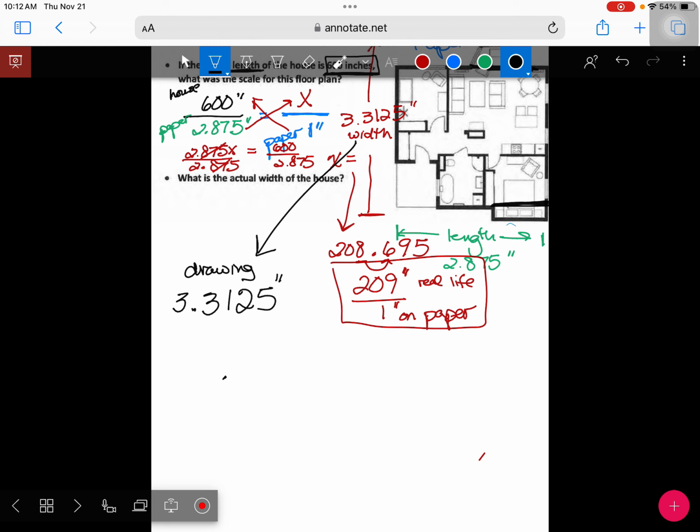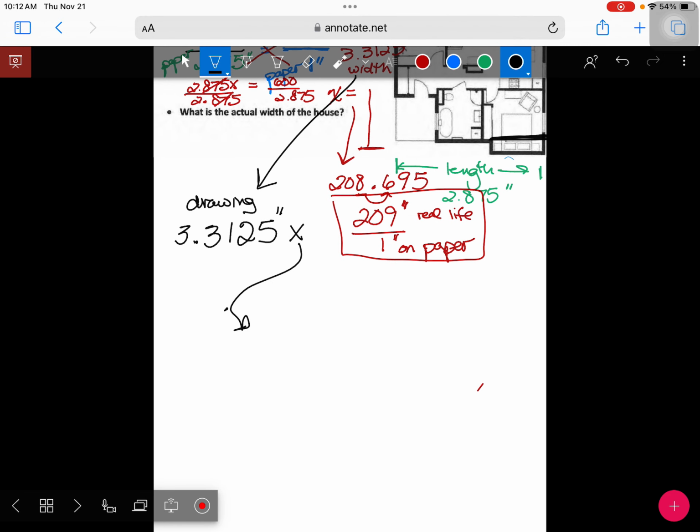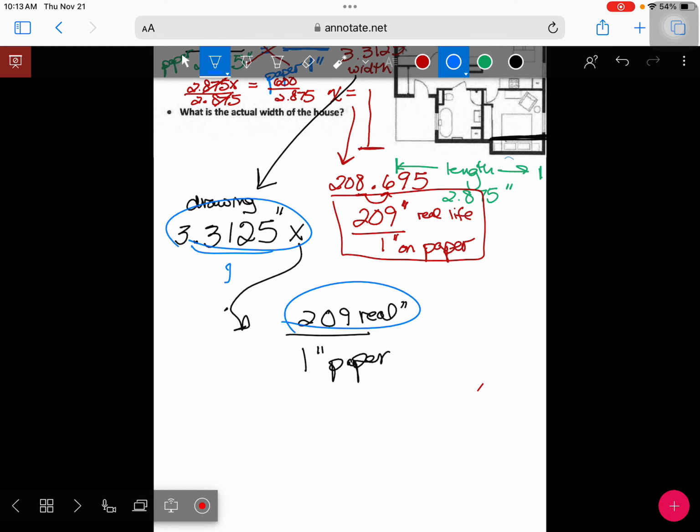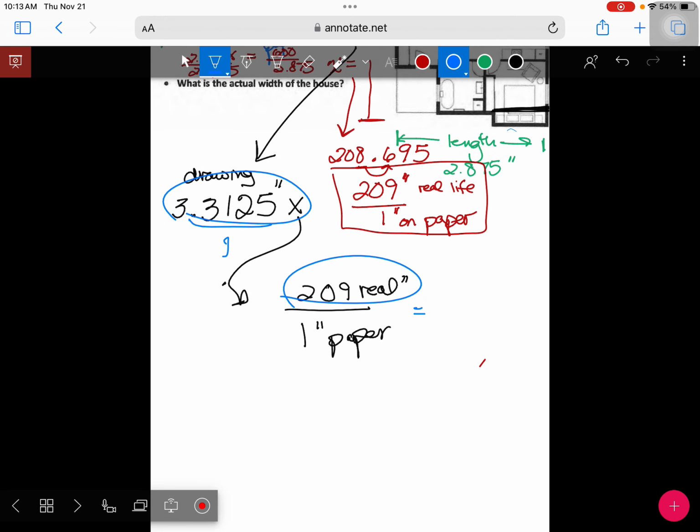And if 1 inch on paper is 209 inches in real life, then I can take this, move it down here, and multiply it by the 1 inch on paper over the 209 inches in real life. So multiply 3.3125 times, this is your numerator, times your numerator. This times this, and how much do we get? 3.3125 times 209.